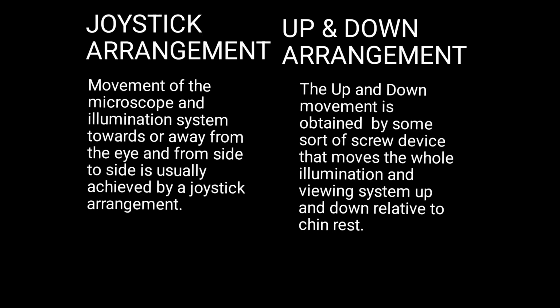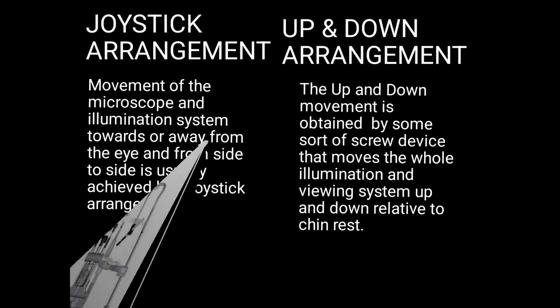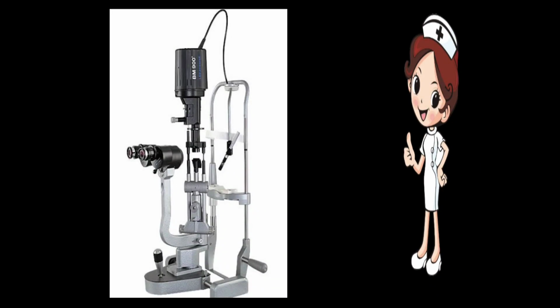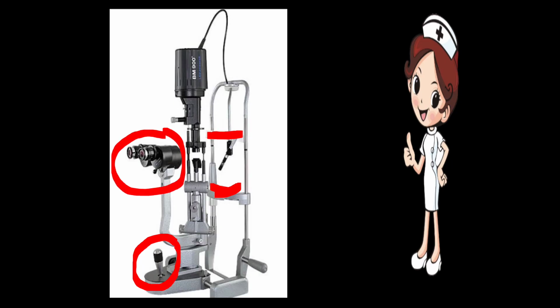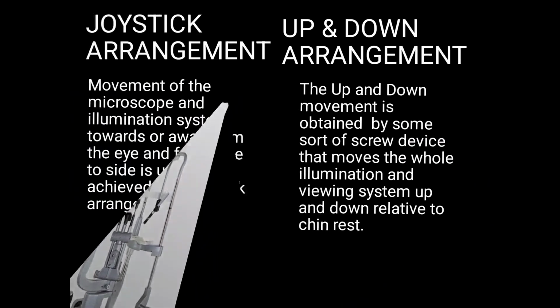Joystick arrangement, up and down arrangement. Now the movement of the microscope and illumination system is done by using this joystick. We can use this joystick to go up as well as down, according to the position of the patient. Here the patient will keep the chin rest, here the patient touches the forehead, and according to our size we can adjust the up and down by using the joystick.